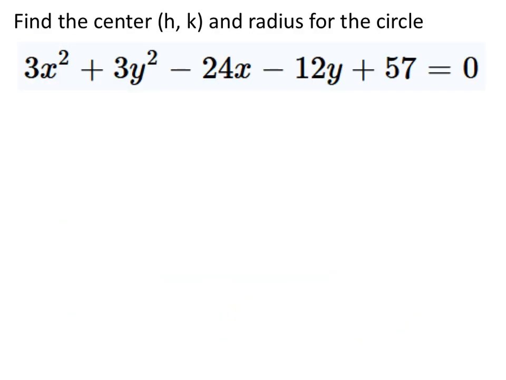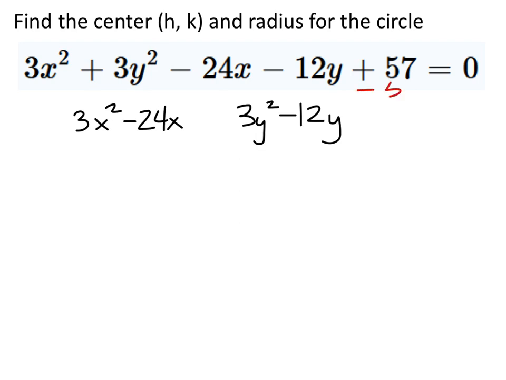Now these ones, the x squared and the y squared have coefficients, which we don't really like very much. And that's okay. Let's go ahead and start moving the like terms closer to each other, just like we did on that last one. And once again, I'm going to subtract 57 from both sides, just to get the constant on the other side of the equation.